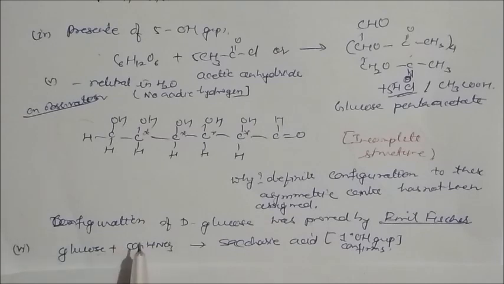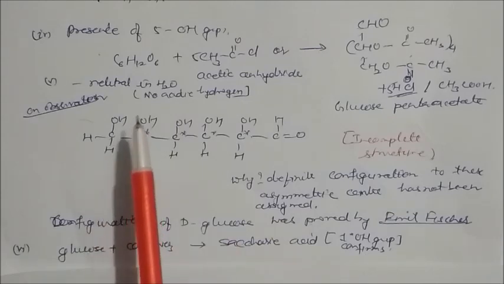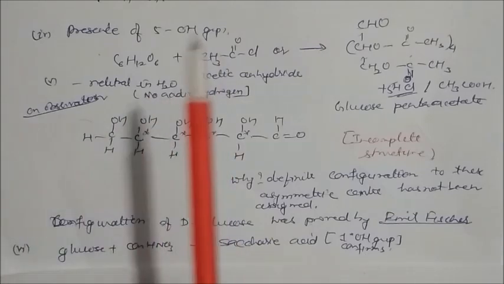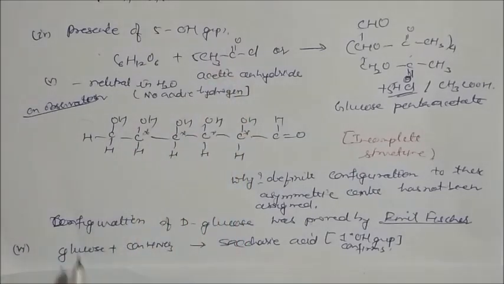Glucose reacts with concentrated nitric acid, which is a very strong oxidizing agent. So what will happen? The glucose will be converted to saccharic acid. Saccharic acid means that even the first carbon, the primary alcohol, is oxidized. This is also confirming that it has at least one primary group. It is neutral to water, meaning it does not have any carboxylic group or acidic hydrogen. With nitric acid, at least one primary group is present and the rest will be secondary. So this reaction confirms it has one primary alcoholic group.